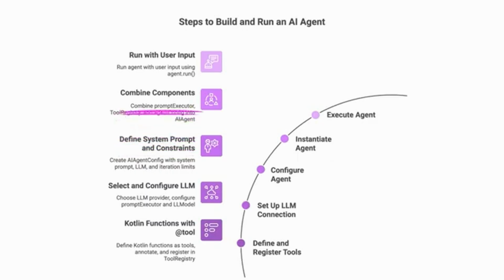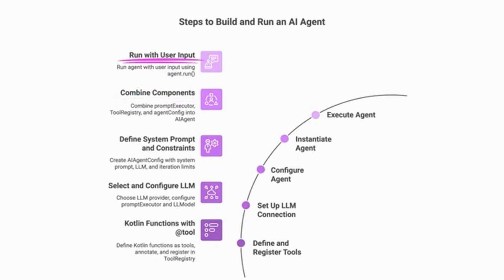After that, instantiate agent. Now everything comes together. Tools, LLM connection, system prompt, executor. You combine them into a single AI agent instance. This is the moment where your agent actually exists as a runnable object in code.